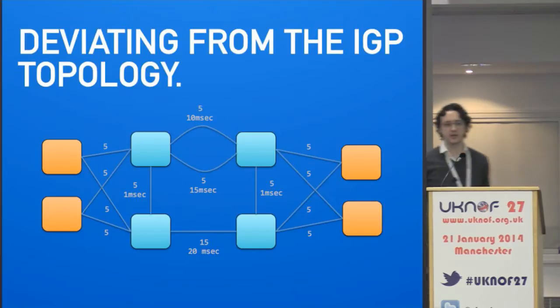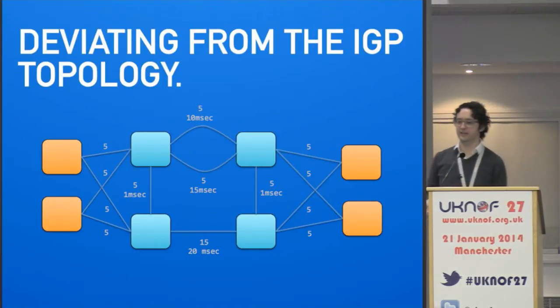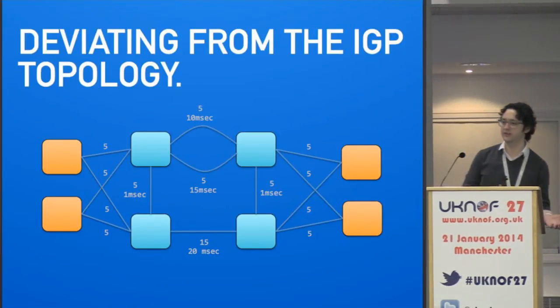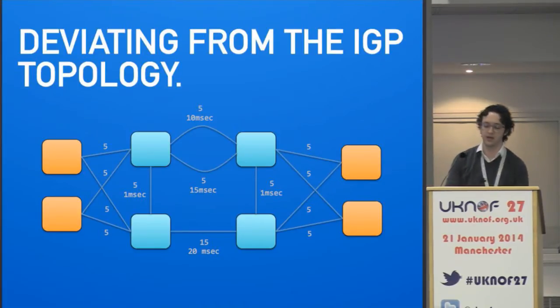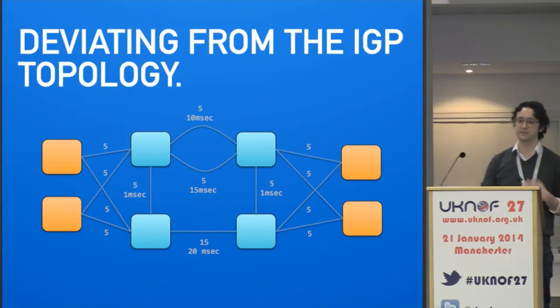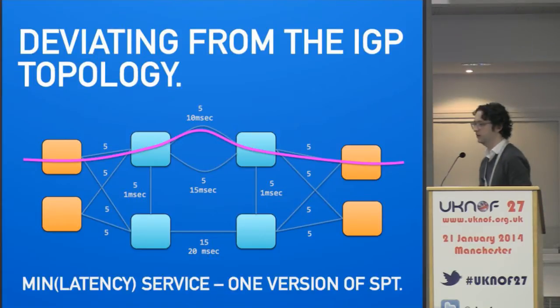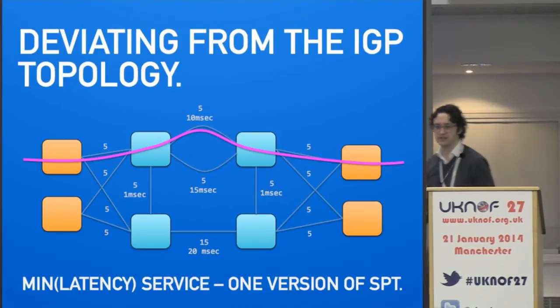So when I want to overlay something onto my network that has a different performance requirement to the IGP topology, particularly when I'm building a shared core network, it starts to become a bit of a problem. We want to start trying to deviate for particular services away from that topology. So we might want to look at the minimum latency. Say we've got a voice signaling service. We want that to be minimum latency through the network or guaranteed particular latency. So we want to pin it to only one version of the shortest path tree.